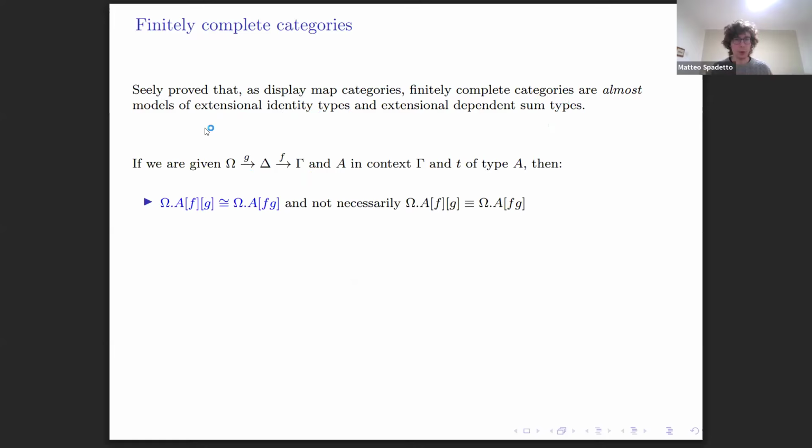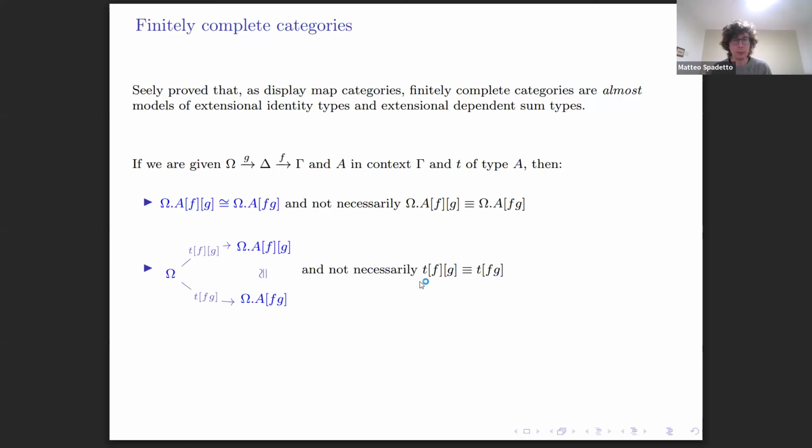What I mean with almost is that if you have a type A in context gamma and two substitutions, F and G, then the type A to which you substitute F and later you substitute G, and the type A to which you substitute F, to which you have already substituted G, will not necessarily coincide. And similarly, if t is a term of type A, so a section of a display map, then these two ways of performing the reindexing via substitutions F and G will not necessarily coincide.